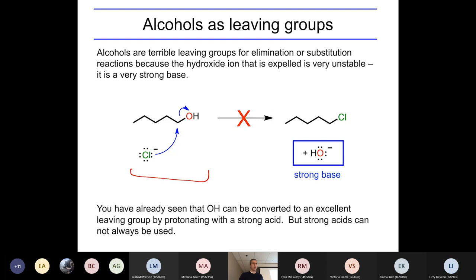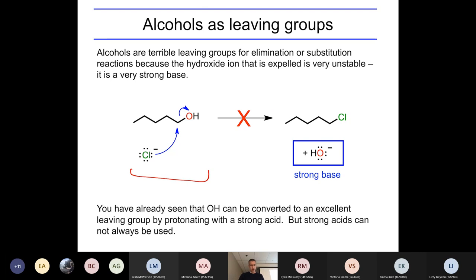So what would we do here? We would protonate the alcohol with the strong acid, and then we would do our substitution reaction, and then we could do our SN2. Or we could react it with PBr3, turn it into the bromo, and then we could do an SN2 with NaCN or something like that. Okay.